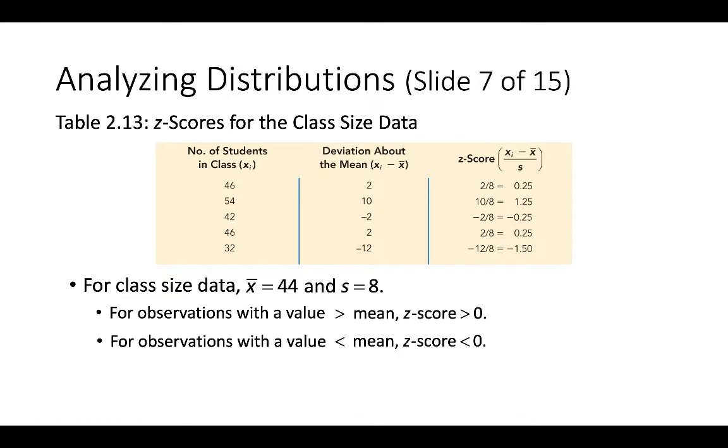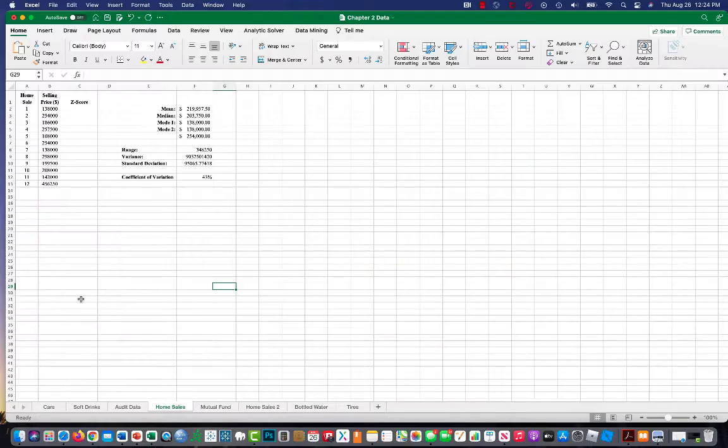Next, I'll show you how to calculate this in Excel. So here we have 12 home sales prices. To calculate the z-score for each value, we use an Excel function called STANDARDIZE.